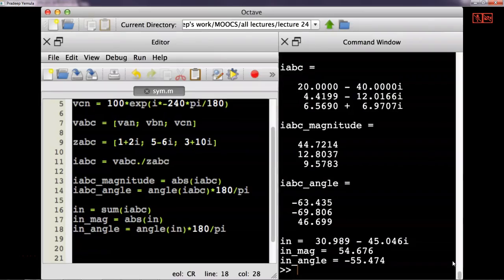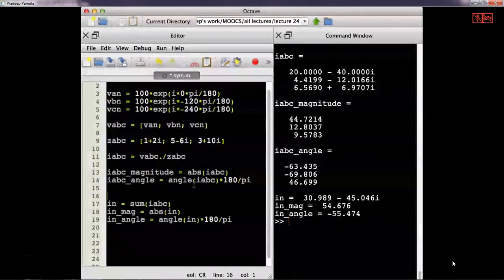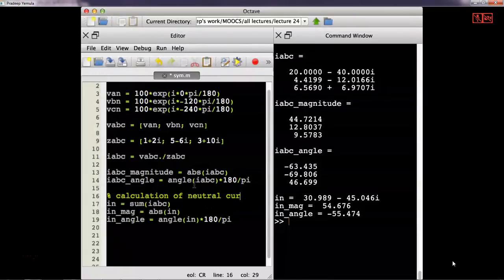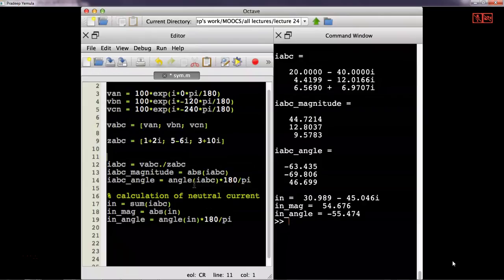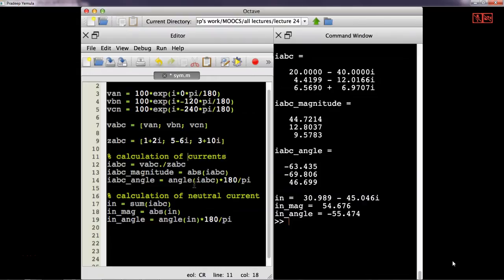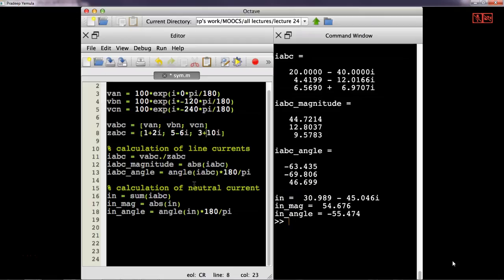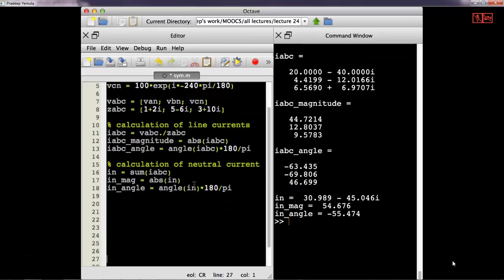Let me put some comments: calculation of neutral current, calculation of line currents. Okay, so now I want to do this. What I'll begin by doing is I'll define the A matrix.